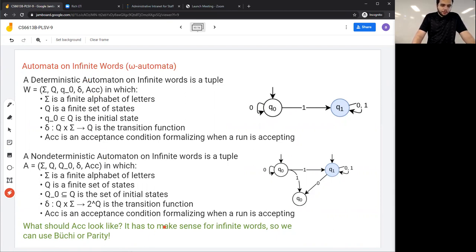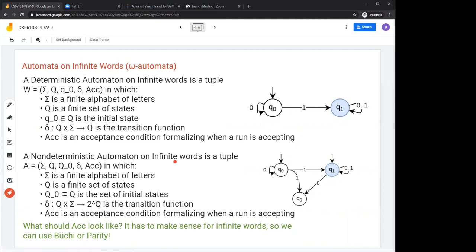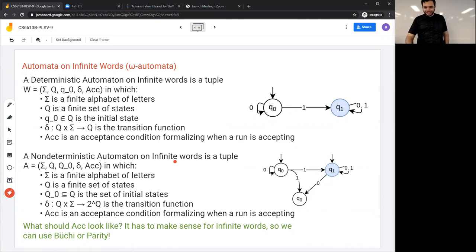Now, what should this acceptance condition look like? Well, the first thing that people usually come up with is reachability. Somehow people think that a run should be accepted if it visits one of the accepting states. But if you do that, you really get useless automata. You can try it: everything becomes very easy and basically just like the finite case. So reachability is not interesting at all. What we actually like for our accepting conditions are Büchi and parity.